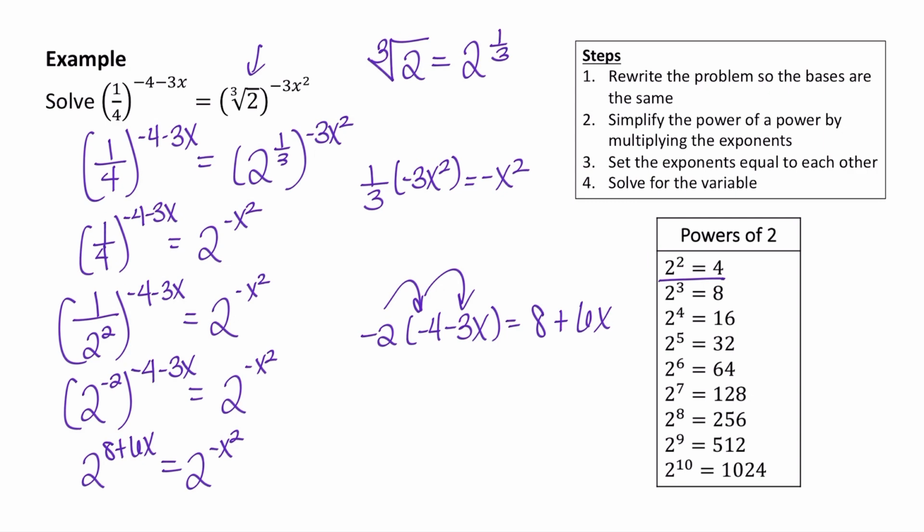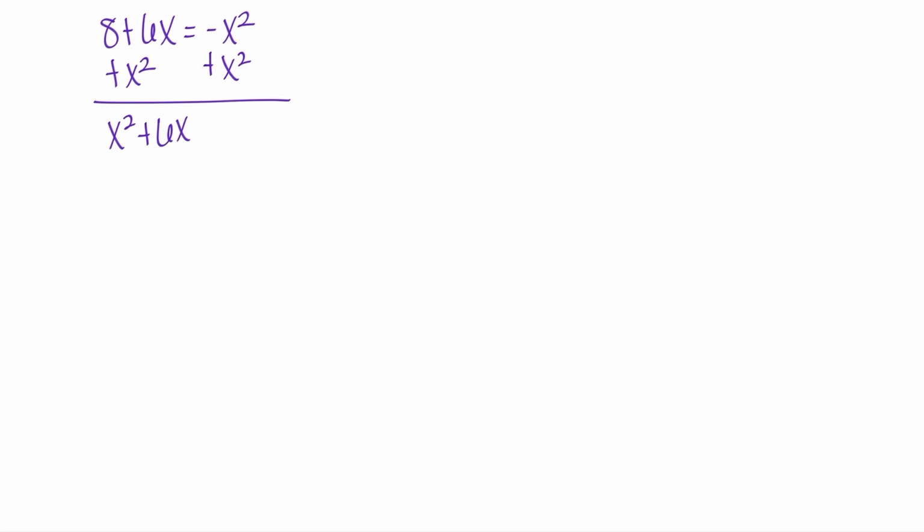So now I have the same base, so I can set those exponents equal to each other. So I have 8 plus 6x equals negative x squared. Since this is a quadratic, I need to now set it equal to 0 to solve for x. So I'm going to add x squared to both sides. And when I do that, I get x squared plus 6x plus 8 equals 0.